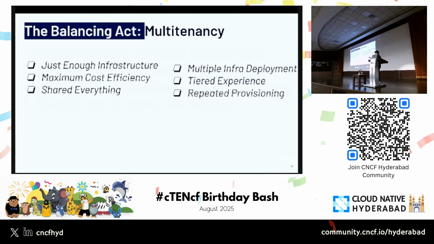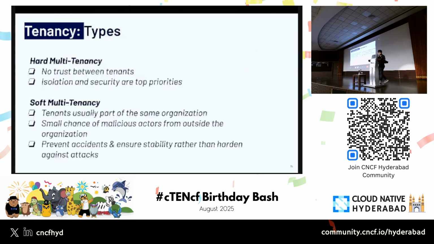So whenever we focus on the balancing act, you want to have just enough infra while having maximum cost efficiency and share everything, like shared space, so everyone has the flexibility to deploy and use whatever is running. Or you want multiple infra deployments for different tenants with limited provisioning and a tailored experience. So each of them can get the type of hardware they want. For example, you don't want a tenant to use a GPU when they don't require it.